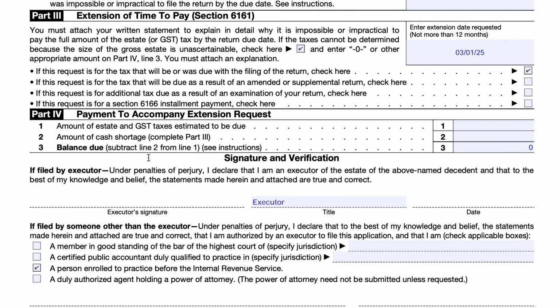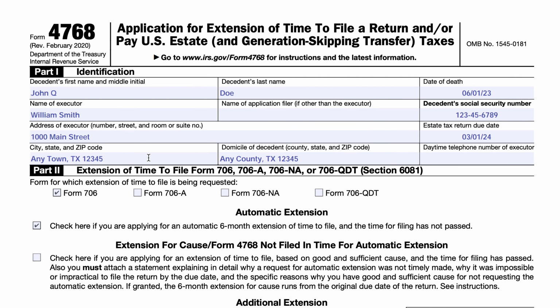So we are going to go to the top of the form and cover the first part. In part 1, we're simply going to identify the decedent. In this case, our hero tragically died. John Doe, his date of death, let's just say it was June 1st of 2023. His executor is a guy by the name of William Smith.